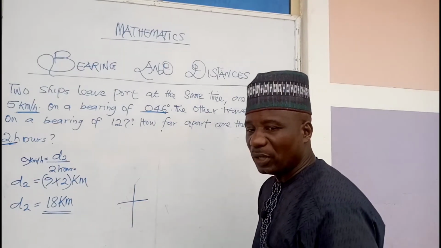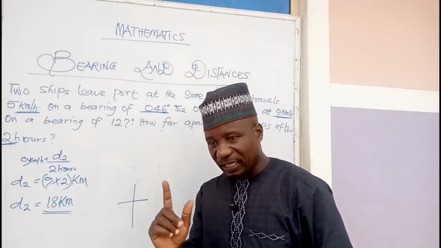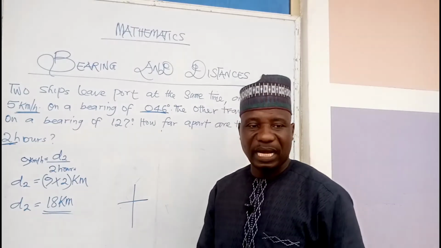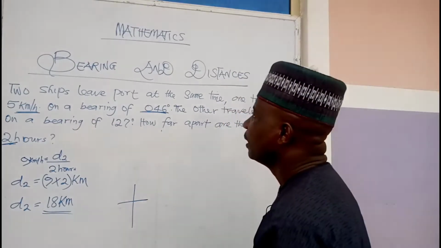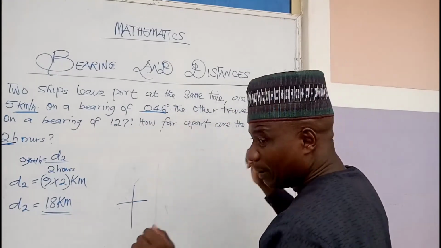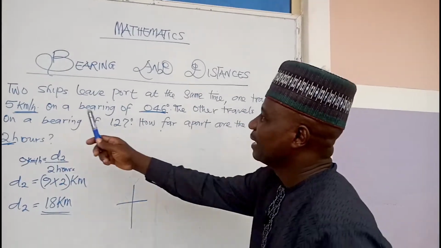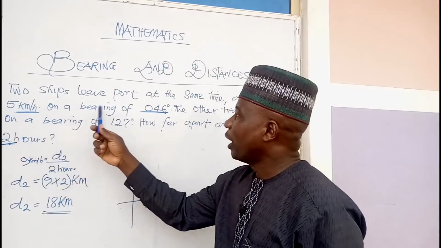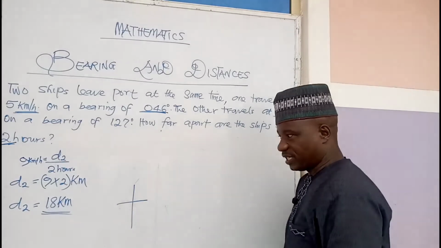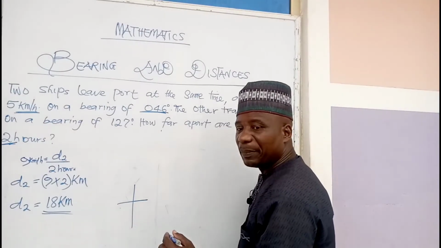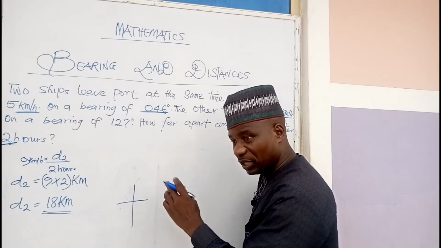I told you when you are doing bearing and distances, your cardinal points are very, very important. Please, I want you to pay active attention here. Now, they said they leave at the same time. One travels at this speed on a bearing of 046. Remember, I said our bearings, we start from where? We start from the north.